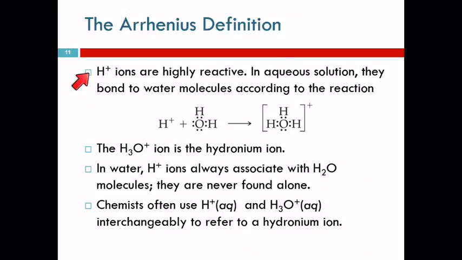Hydrogen ions are highly reactive. Let's think about a hydrogen atom. How many protons does a hydrogen atom have? 1. How many electrons does a hydrogen atom have? 1. So if we make an ion, an H plus ion, we do that by taking away its 1 electron, and what do we have left? 1 proton. A hydrogen ion is a proton. Just a naked, lonely, teeny tiny proton.